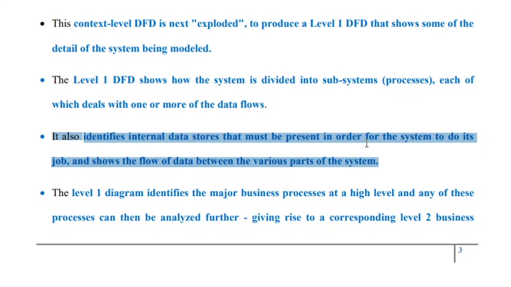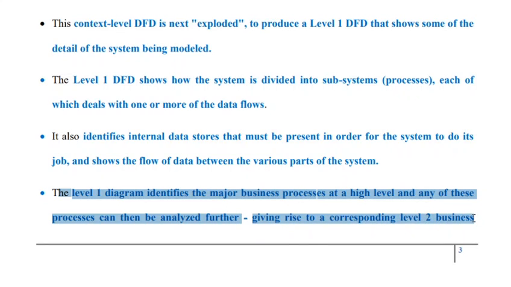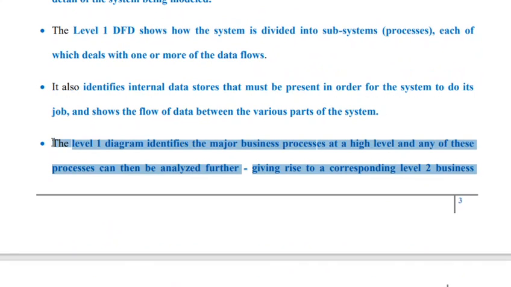Whenever you are creating a data flow diagram, it should also represent the various data stores with which it interacts in order to perform operations, and the flow of data between them. Now, the level 1 diagram identifies the major business processes at high level, and any one of these processes can be further analyzed, giving rise to the corresponding level 2 data flow diagram. So this is very much important, right? Any of these functions can be further analyzed in order to elaborate and create the second level data flow diagram.